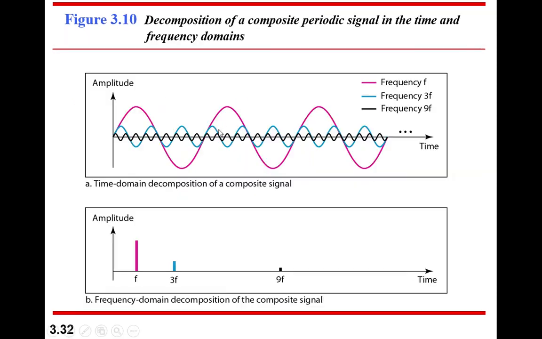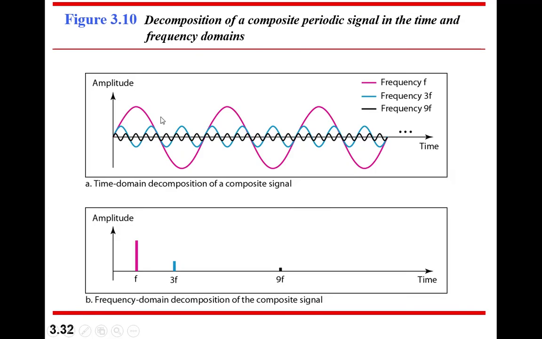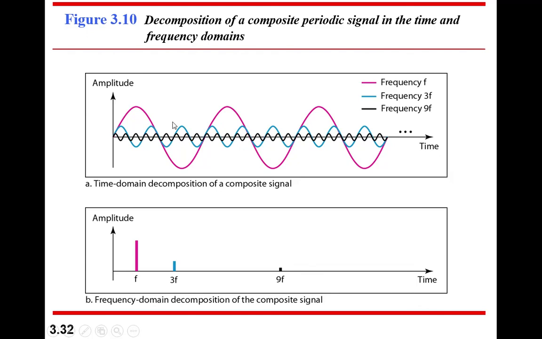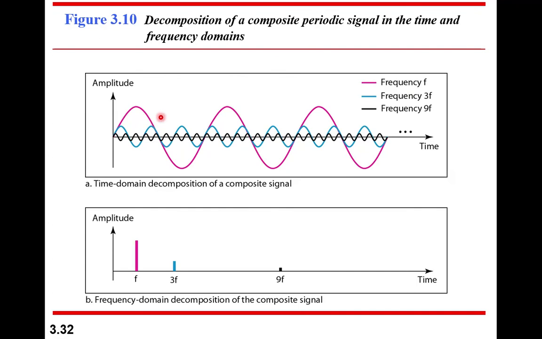This composite signal's decomposition could be like this one. It is composed of three frequencies. You can see one is this one, another is this one. We are going to decompose it. For example, this signal is decomposed into three signals: one is this one, one is this one, and one is a shorter one. So you can see that this composite signal is decomposed into three signals.